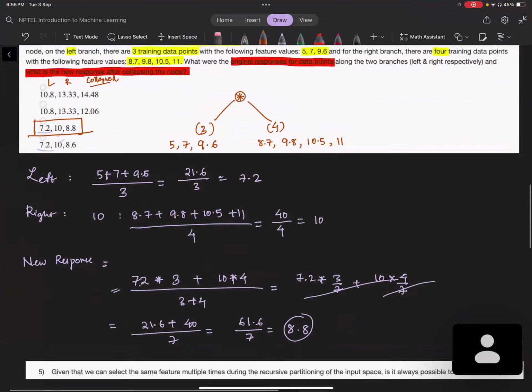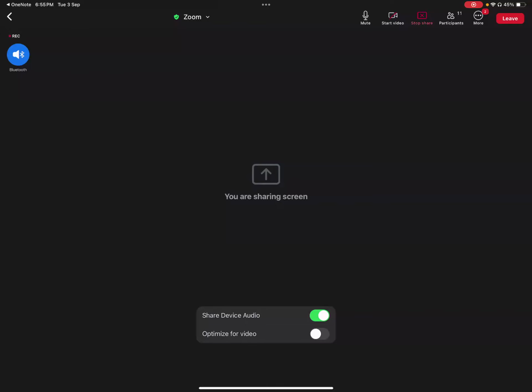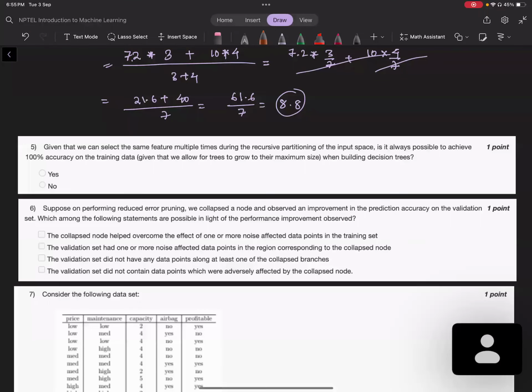So sorry, I should have shown you the next question, question number 5. Question number 5 is pretty straightforward. So just check out the question first and discuss the solution.